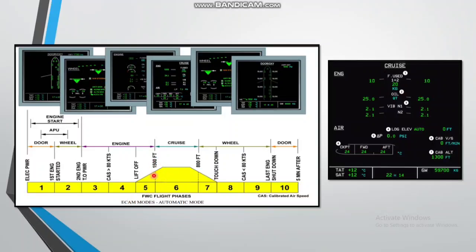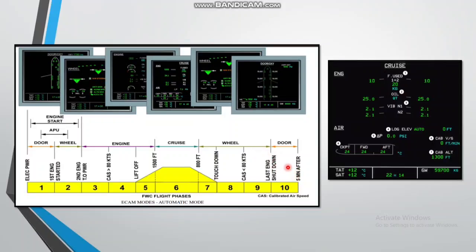Then 1500 feet to 800 feet will be the cruise phase. Then 800 feet to touchdown will be phase 7. Then touchdown to less than 80 knots will be phase 8. Then less than 80 knots to last engine shutdown, phase 9. Last engine shutdown plus 5 minutes is phase 10.